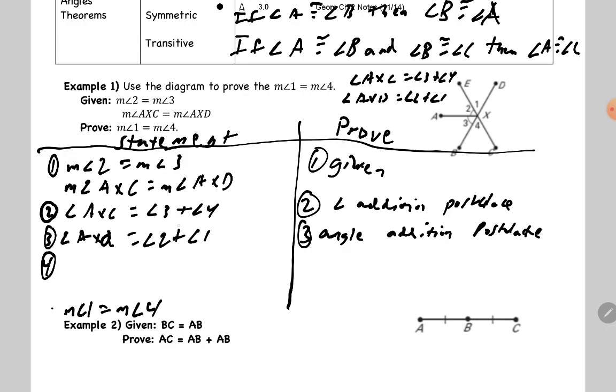Now that I'm looking at my statements, I see angle 1 has appeared, along with angle 2, and angle 3 plus angle 4 has also appeared. But notice in statement 1, AXC is equal to AXD. If they're equal, I can set statements 2 and 3 equal to each other. So angle 3 plus angle 4 is equal to angle 2 plus angle 1. That's through substitution.